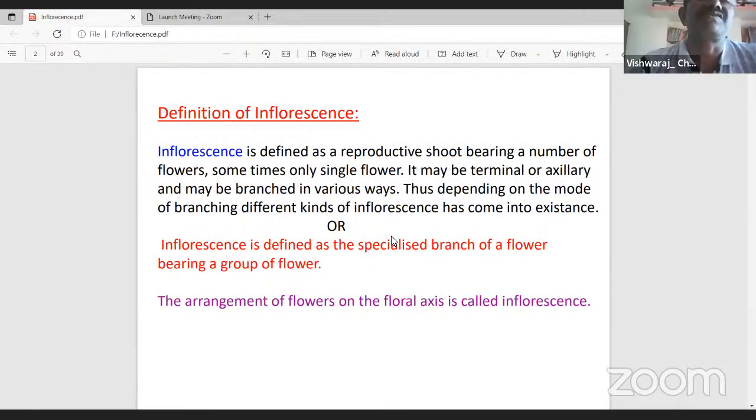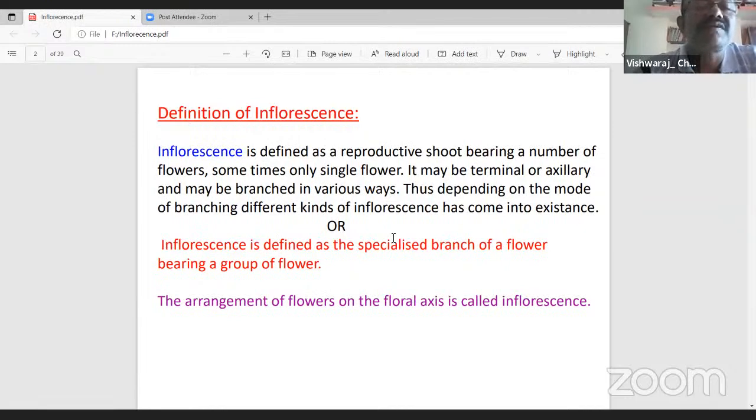Definition of inflorescence. Inflorescence is defined as a reproductive shoot bearing a number of flowers. Shoot means stem bearing a number of flowers, sometimes only a single flower. It may be terminal or axillary and may be branched in various ways. Thus, depending on the mode of branching, different kinds of inflorescence have come into existence.